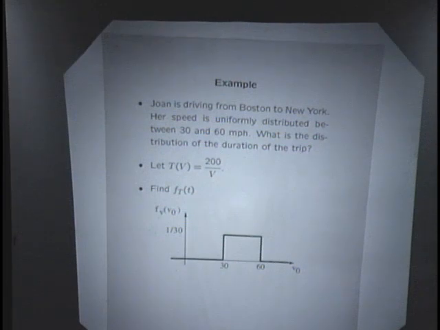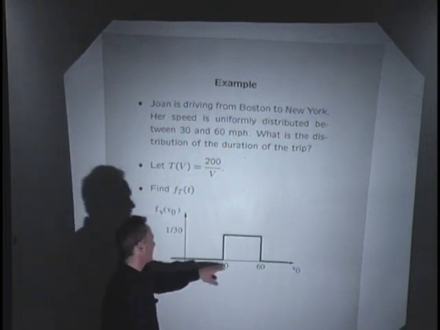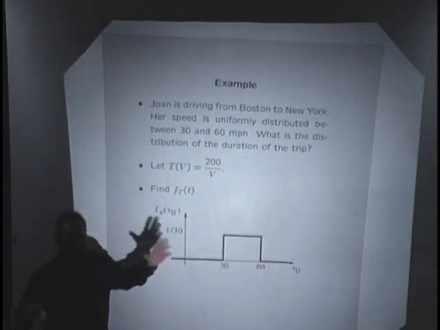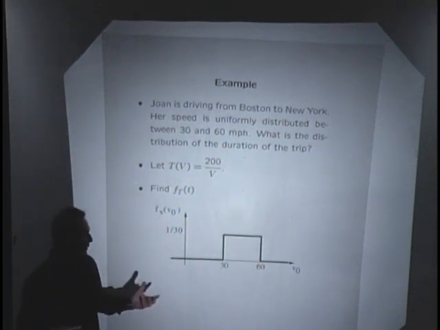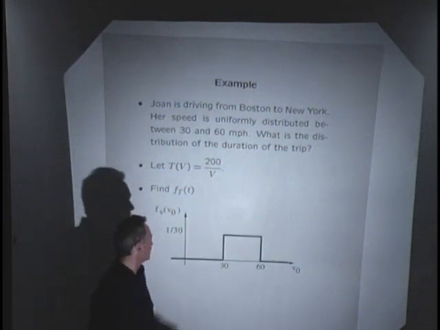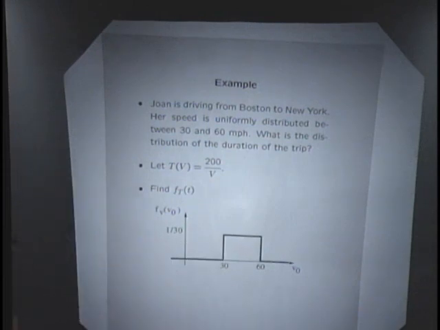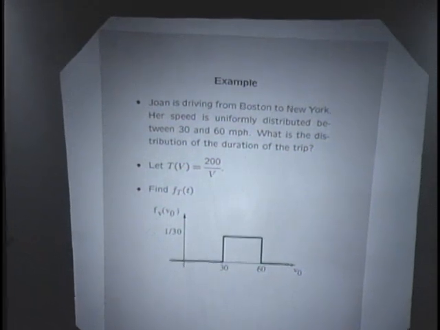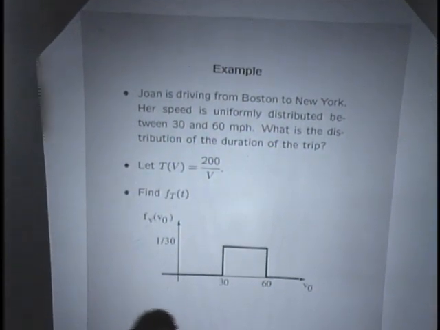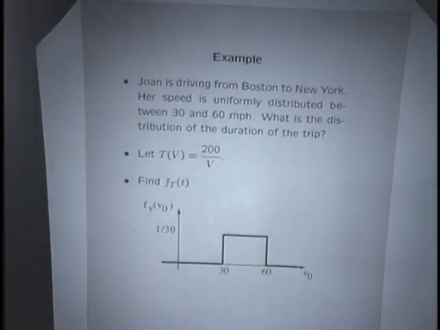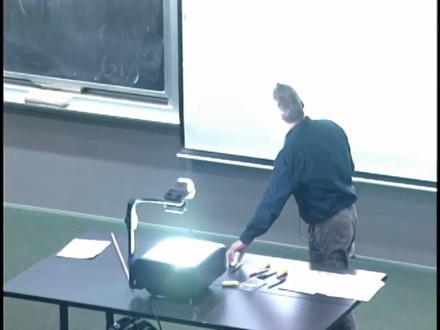Somebody gives you the distribution of v, and they tell you not only it's between 30 and 60, it's roughly equally likely to be anything between 30 and 60. So we have a uniform distribution over that range. So we have the distribution of v. We want to find the distribution of the random variable capital T, which is the time it takes until your trip ends. Okay. So how are we going to proceed?